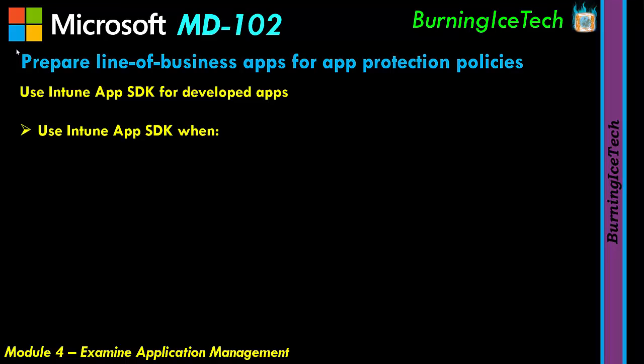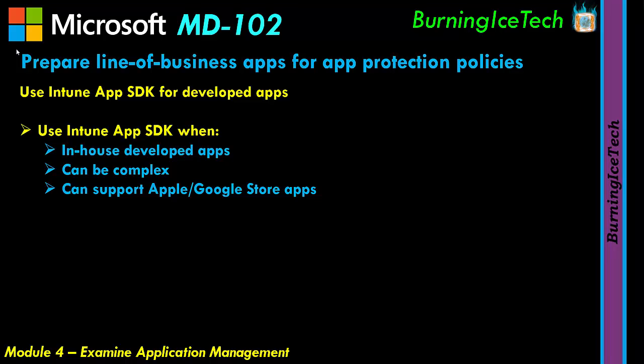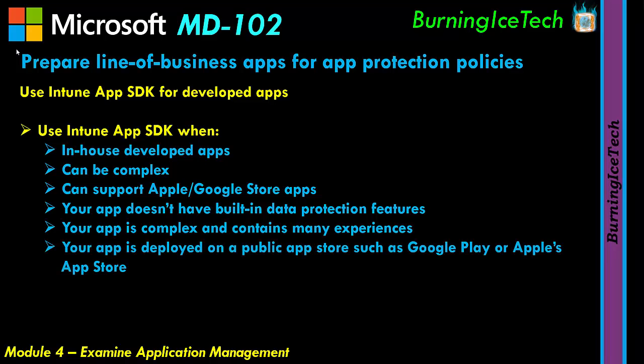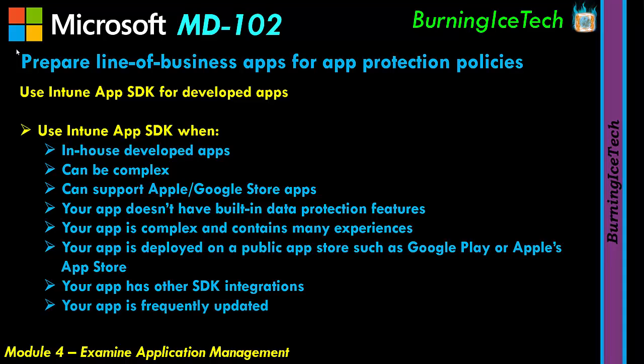So in short, you can use Intune's app SDK for in-house deployed apps, and it can be complex. It can support Apple and Google Store apps. You can also use the Intune app SDK when your app doesn't have built-in data protection features. Pretty neat, right? You can use it when your app is complex and it contains many experiences. You can use it if your app is deployed on a public app store such as Google Play and Apple's App Store, unlike the previous app wrapper tool we spoke about. You can use it when your app has other SDK integrations. And lastly, you can use it when your app is frequently updated, guys.